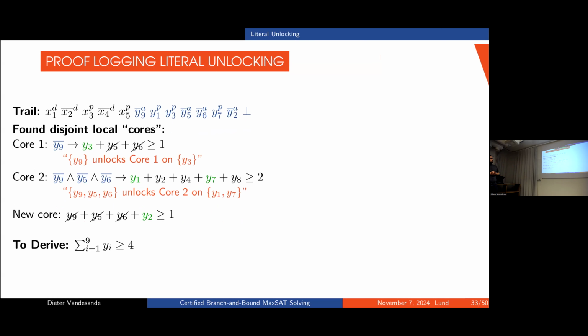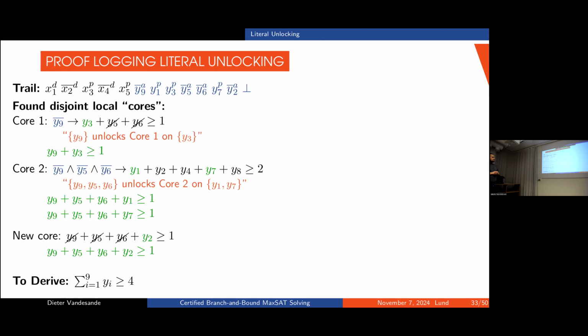So how can we now do the proof logging for this? Well, first of all, we will derive constraints that actually mimic this propagation. For example, if we look at the unlocking of my second core, I will add the constraint saying that if y9, y5, and y6 are false, then y1 and y7 are propagated. And for all these propagations in the unlocking, I will add such a constraint.